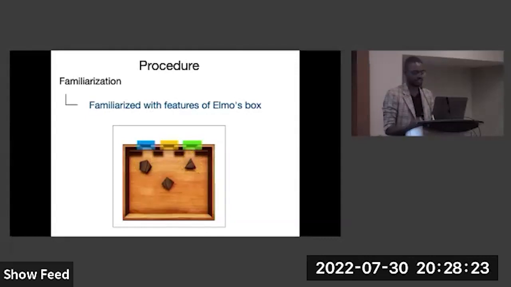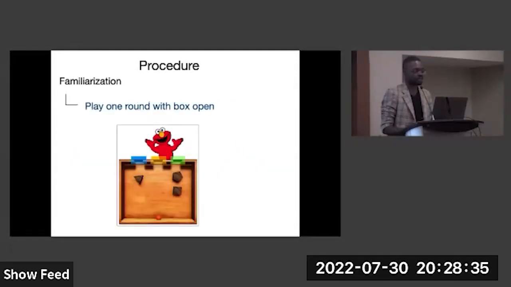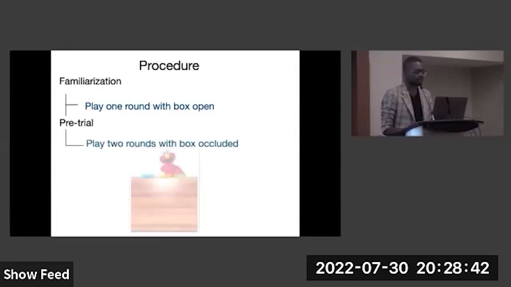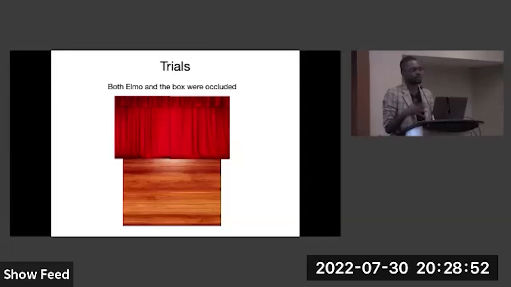So now we're highlighting the obstacles. And then next up, they learned about the sounds made by the ball, namely the beep, the chick sound, and the boom sound. Then they played one practice round with Elmo, in which they saw a drop, and they were asked the test question: in which hole did Elmo drop the ball? In the pretrial phase, they played 2 more practice rounds, but similarly, they could still see which hole Elmo had dropped the ball from. And finally, in the actual trials, everything was occluded, and then the test question was asked after the ball was dropped, and everything uncovered again.